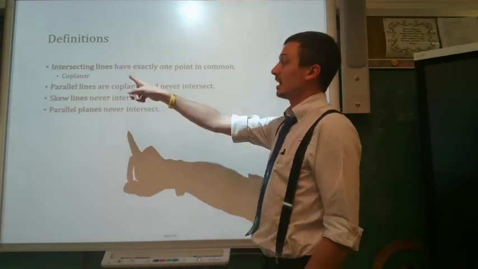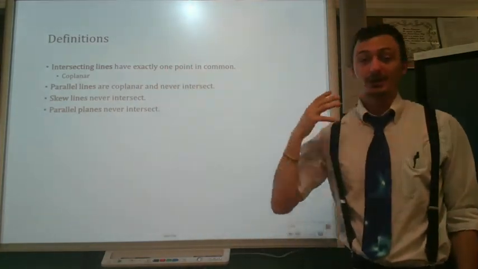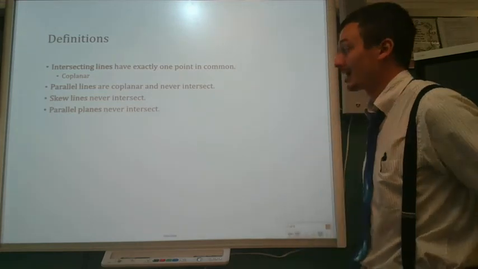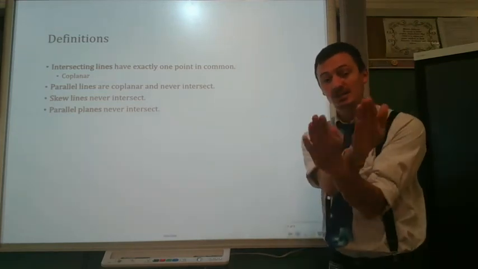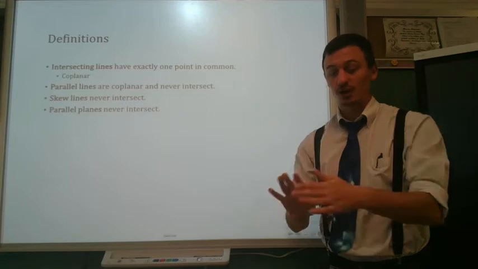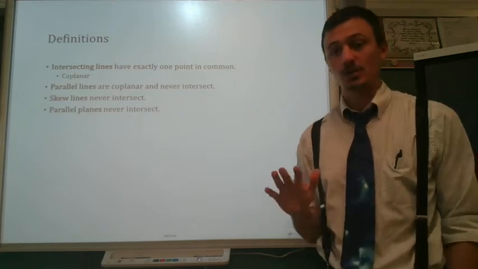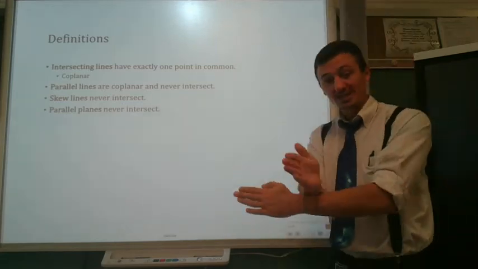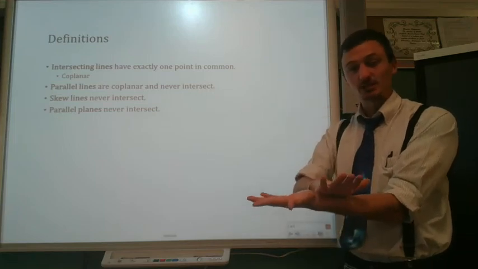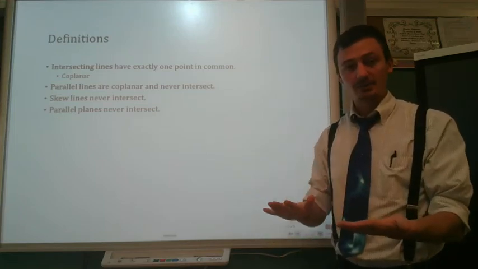We have intersecting lines. They have exactly one point in common, and they're always going to be coplanar. No matter how I draw two lines, as long as they intersect somewhere, I can always draw a plane. There's always like a flat surface on them. If you think about two sticks intersecting, I could always put a piece of glass on them, and it would always be flat on the glass.